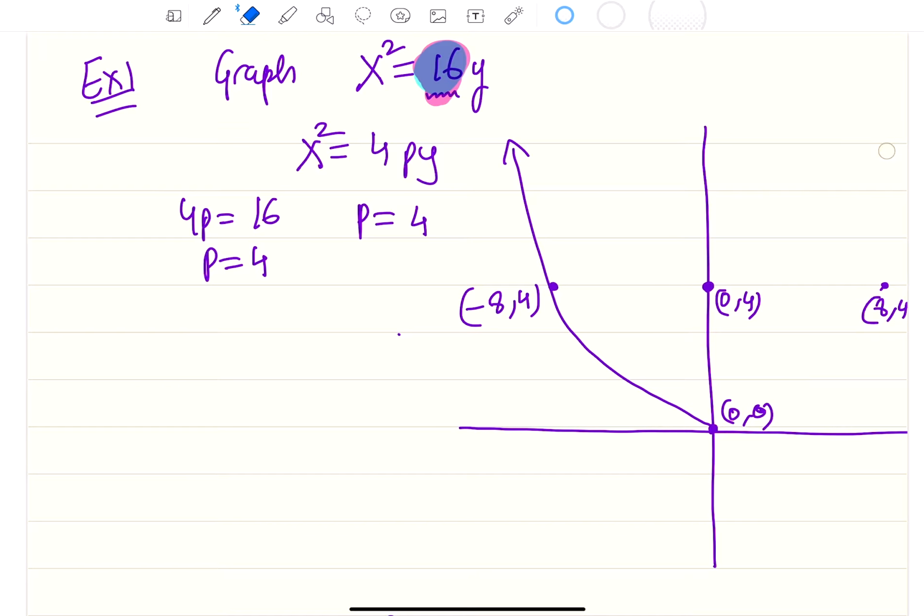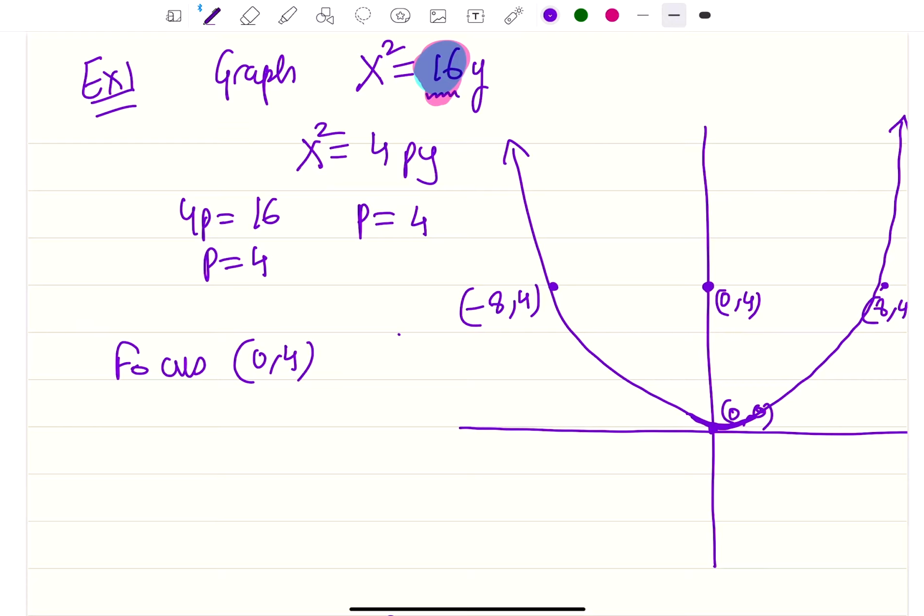Parabolas do not have sharp corners, and it's going to be a smooth, rounded, continuous curve touching the origin. Now, we can see here the focus is 0, 4, and directrix is on the opposite side of the parabola. It's going to be a line p units away, the p was 4, in the opposite direction. So equation of directrix will be y equals negative 4.